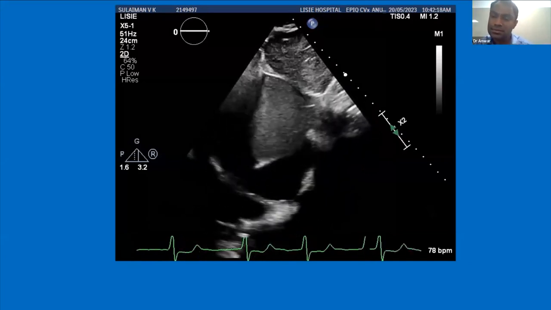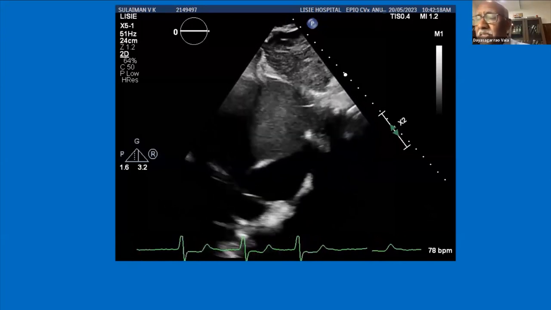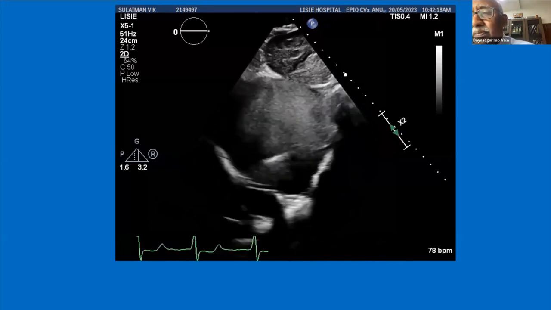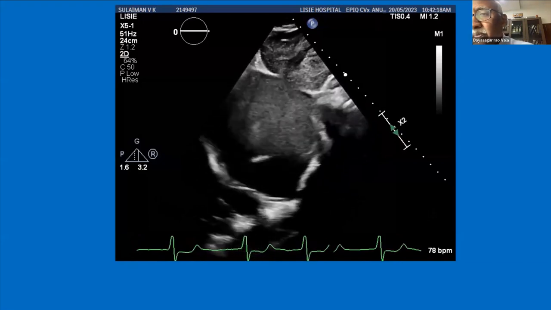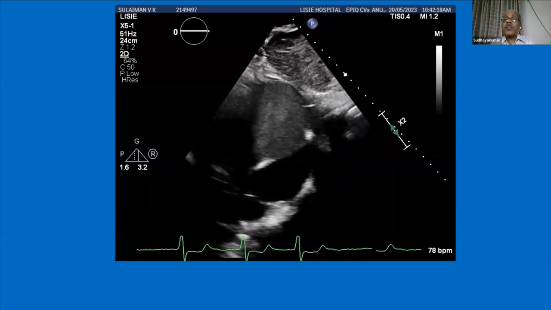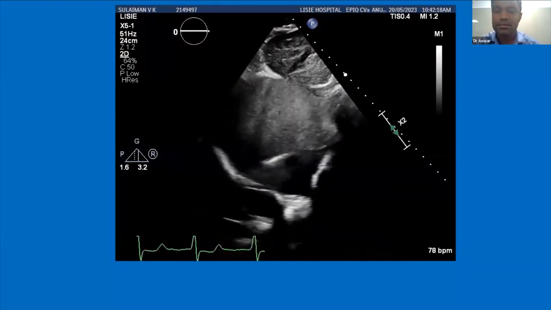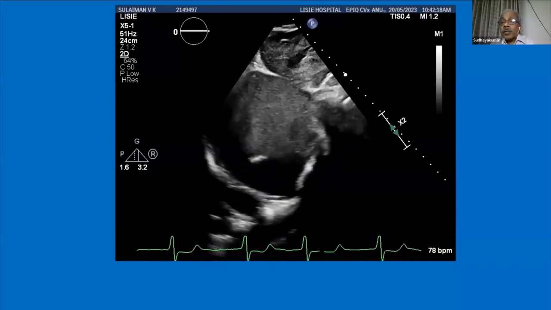Exercise desaturation. Why does exercise exaggerate the desaturation? You can say oxygen consumption, but what happens to the right to left shunt? What happens to the PVR? What happens to the SVR? Am I right, sir?